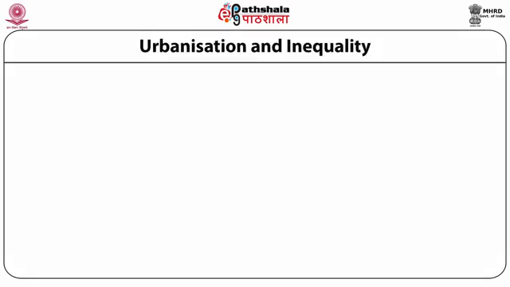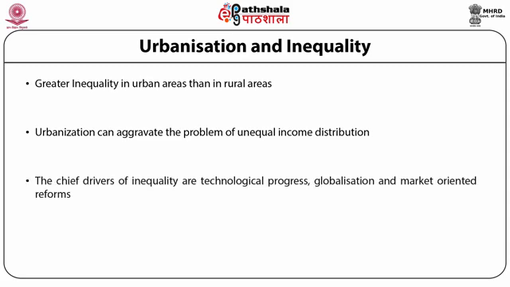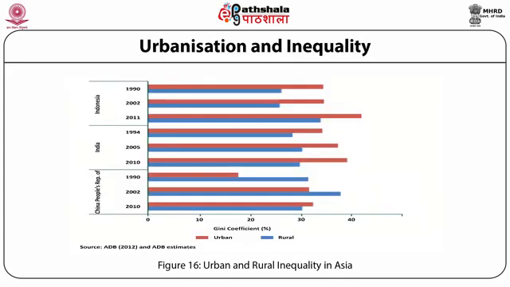Asian Development Outlook has found that inequality is generally greater in urban areas than in rural areas, so that urbanization can aggravate the problem of unequal income distribution. According to this report, the chief drivers of inequality are technological progress, globalization, and market-oriented reforms which have favored the urban areas more than the rural ones. And within urban areas, they have favored skilled rather than unskilled labor and the haves than the have-nots. These changes can explain many of the movements in inequality in many countries.